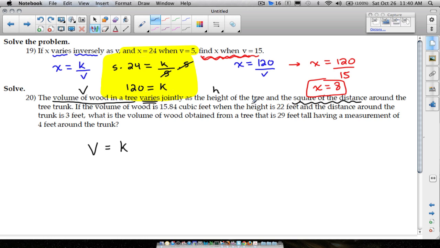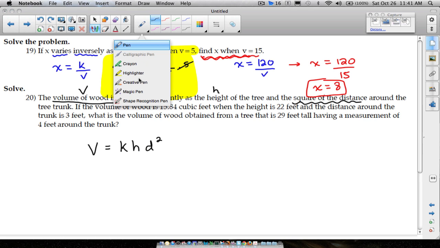It varies jointly. Jointly means you want to join all these other variables. So jointly as the height, so k times h, or you can just write kh, and that's how we did it in class. So we got kh, and then we also have the square of the distance around the tree trunk. Square of the distance. How about d squared? Notice I did not divide anything in here because I didn't see the word inversely like we did earlier. Jointly means you join everything together. So we got that k that's constant, then we have the height, and then we join that with the square of the distance. So this is our formula.